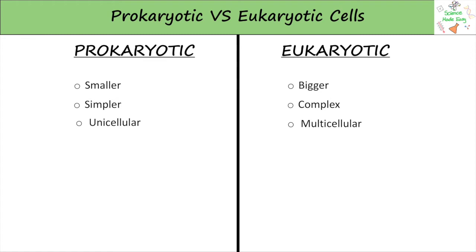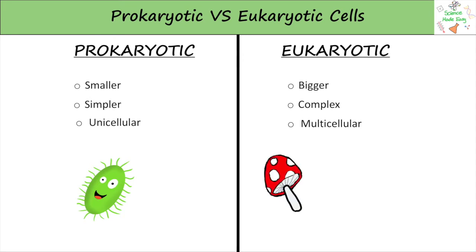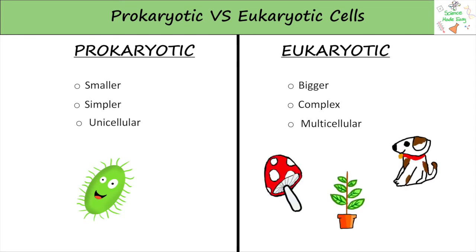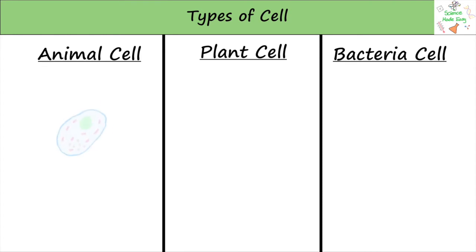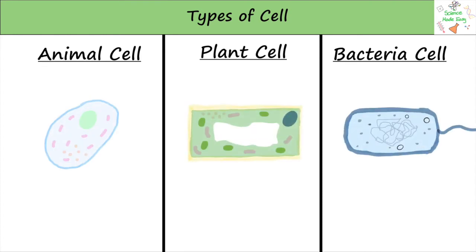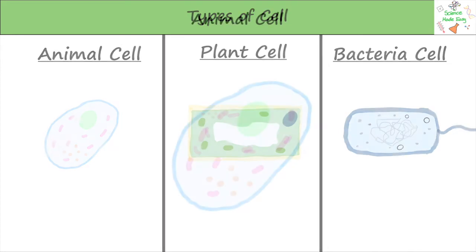An example of a prokaryotic organism is bacteria. Eukaryotic cells come in the form of fungi, plants, and animals. There are three types of cell: animal cells, plant cells, and bacteria cells. These all have different parts called organelles, making them different.